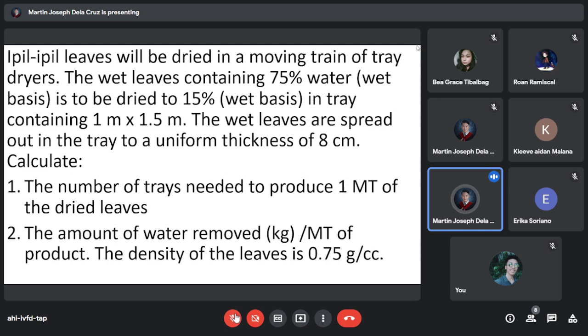So, ipil-ipil leaves will be dried in a moving train of tray dryers. The wet leaves containing 75% water, it's in wet basis, is to be dried to 15% wet basis in trays containing 1 meter by 1.5 meter. The wet leaves are spread out in the tray to a uniform thickness of 8 centimeter. So, calculate the number of trays needed to produce 1 megaton of the dried leaves, and the amount of water removed in kilograms per megaton of product. The density of the leaves is 0.75 gram per cc. Cc is cubic centimeter, or it's just 750 kilograms per meter cube.